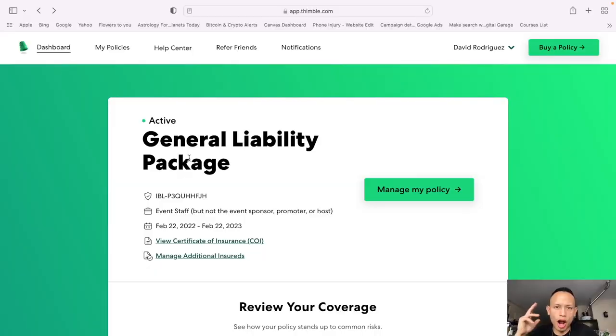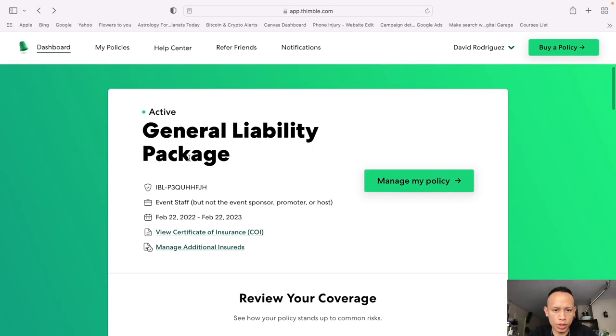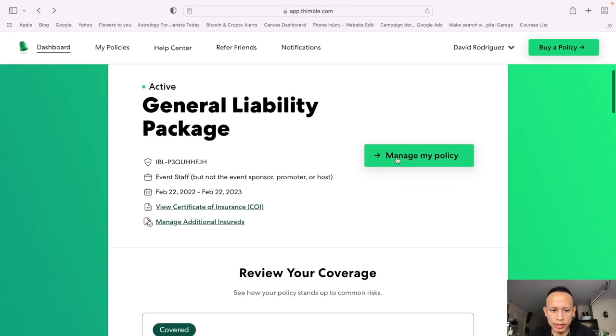You guys will soon find out that some venues will ask you for your insurance. As a business, a 360 booth business, you should have insurance. I use Thimble. Let me go ahead and share my insurance with you right now. All right, ladies and gentlemen, let's go ahead and jump in. And I'm going to go to manage my policy right here.